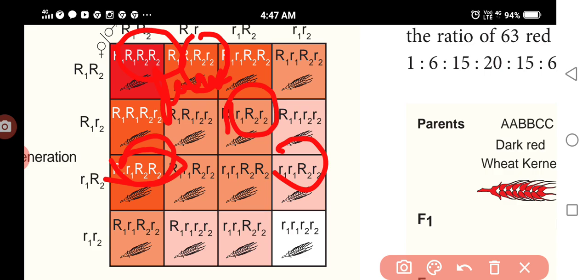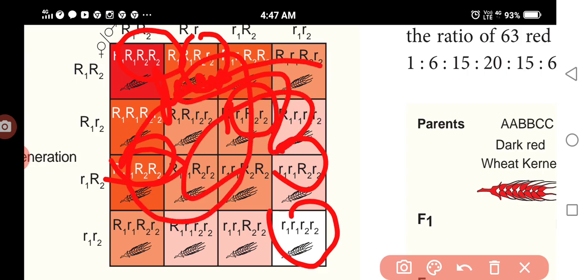Where capital R is absent, the result is a white kernel. Mostly capital R is here, with only one small r. Do you understand? So the ratio conclusion in the F2 generation is 1:6:15:20:15:6:1. This is polygenic inheritance.